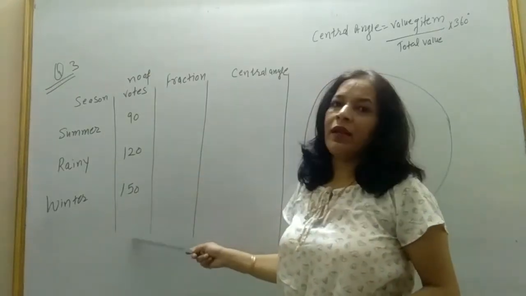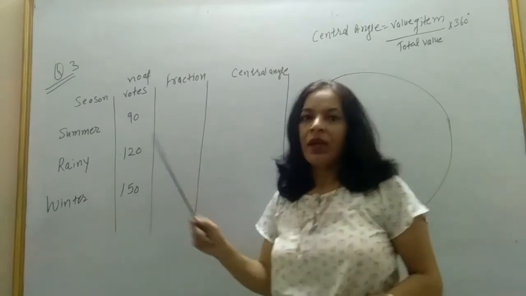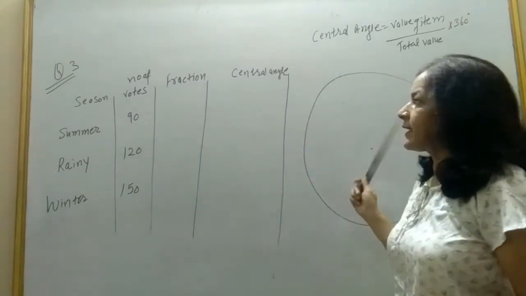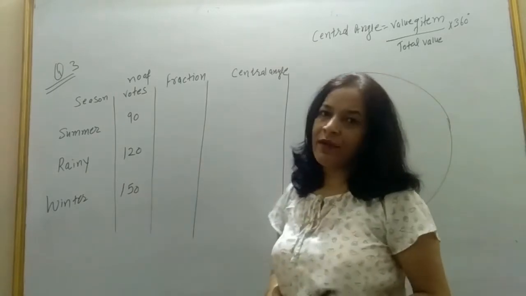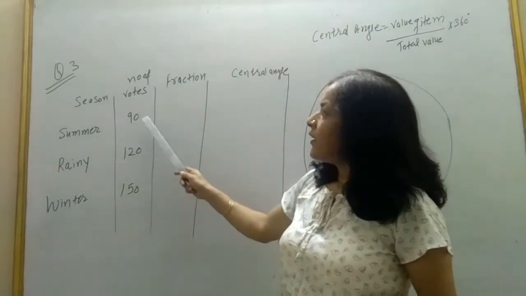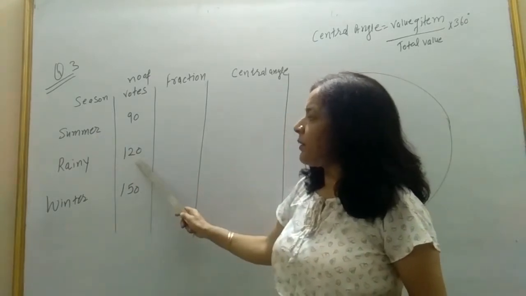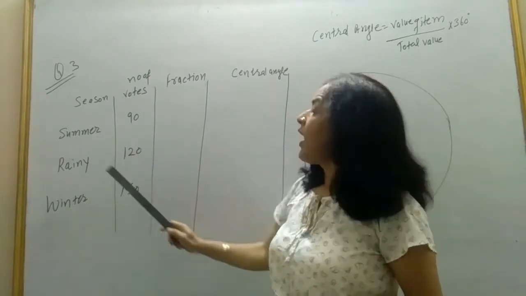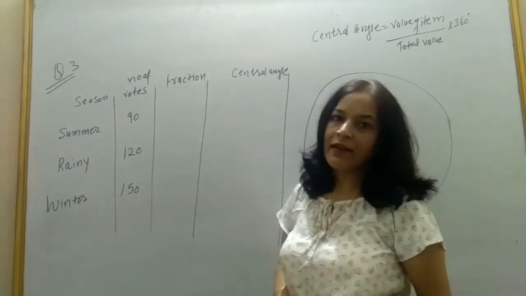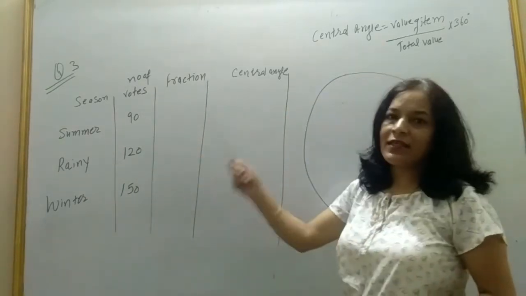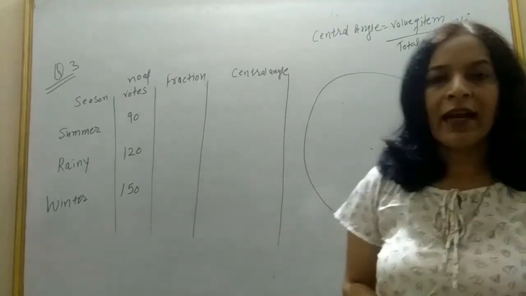We have been given a table and we have to represent this information in the form of a circle graph. Some people were asked about their favorite season. 90 people voted for summer, 120 people voted for rainy season, and 150 people voted for winter. We have to represent this information in the form of a pie chart or circle graph.